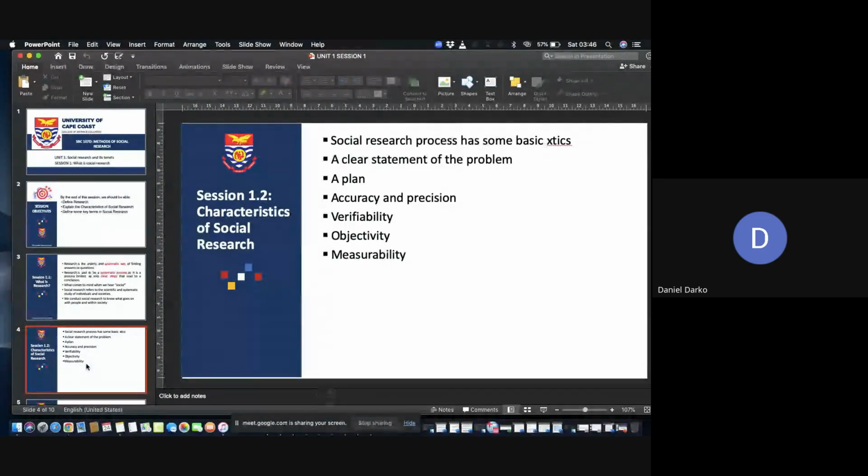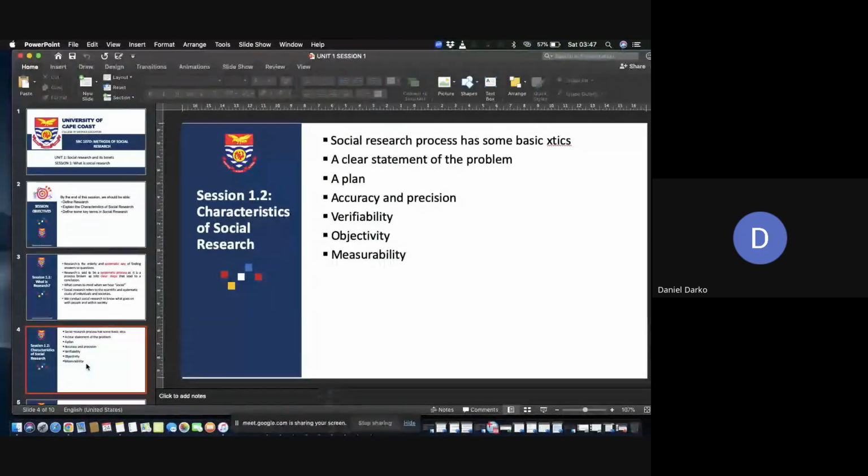Now, another basic characteristic of research is that you need a plan. How do you intend to investigate the problem? What is the plan? What are the guidelines? What do you want to do? How do you want to get to the bottom of the matter? You need a plan. Very important to have a plan.